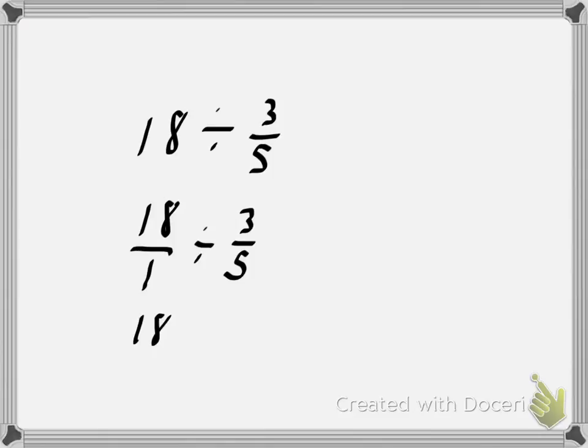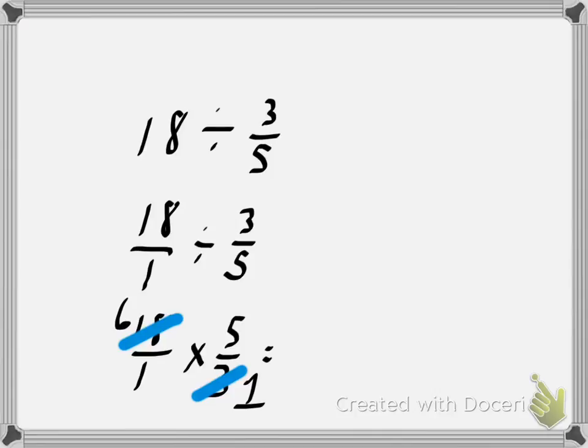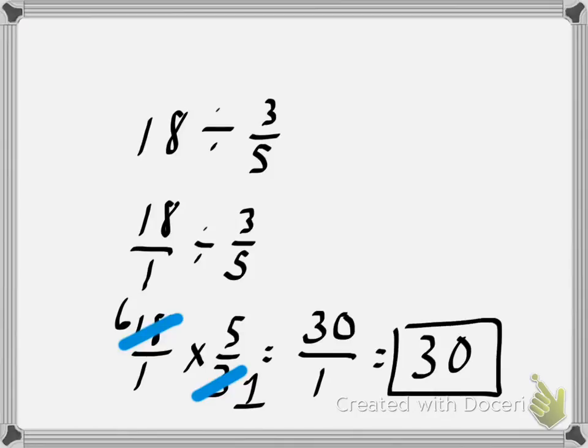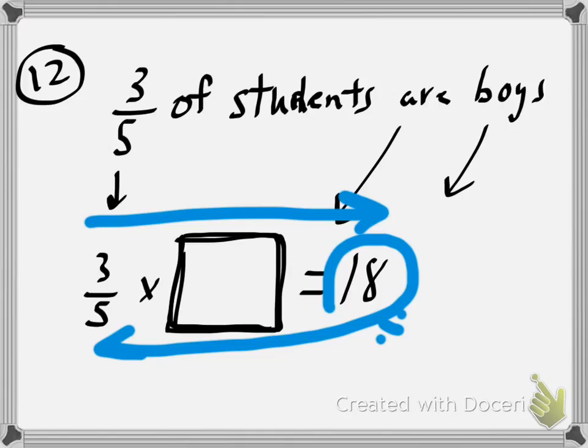So we keep, change, flip, and we can see we can cancel. Both of these are divisible by 3. 3 divided by 3 is 1. 18 divided by 3 is 6. So numerator times numerator, 6 times 5 is 30. 1 times 1 is 1. So there would have to be 30 students in the class total. So we can see our whole amount is 30.